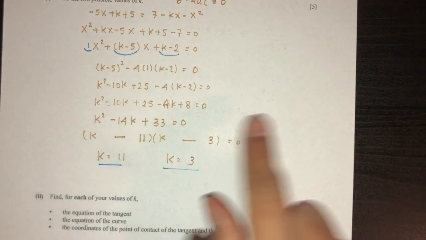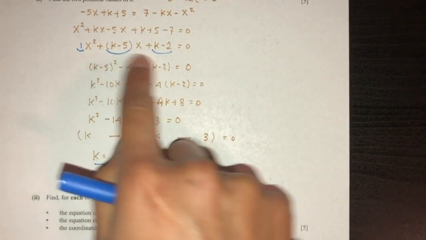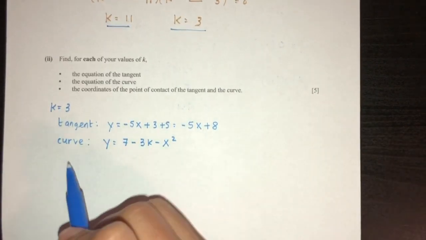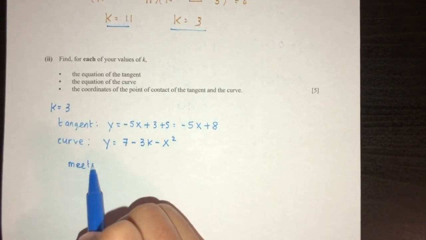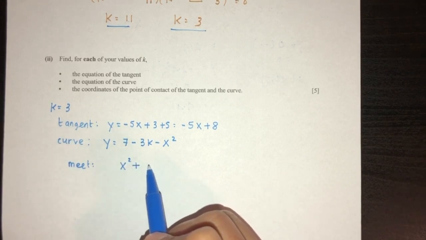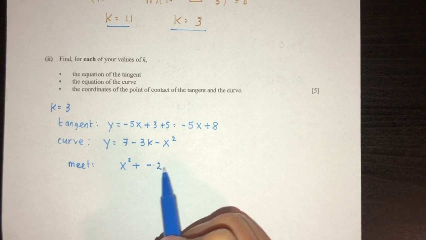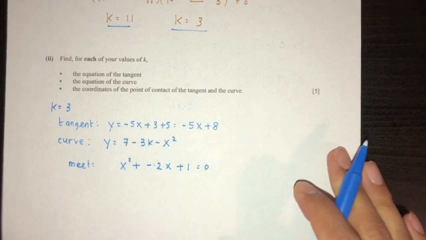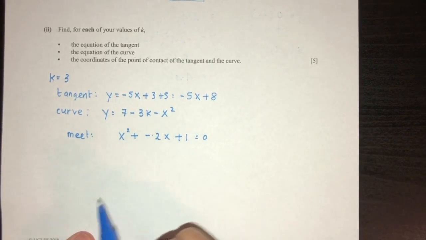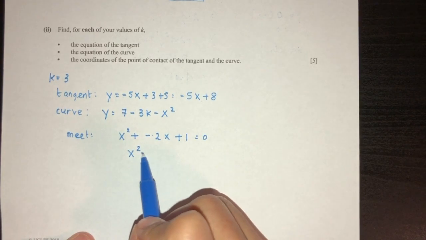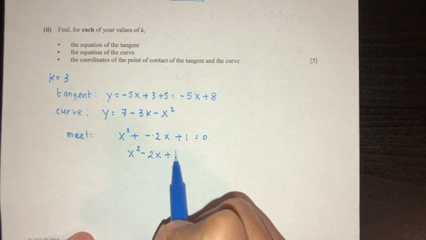So according to the equation we had until here, right? So that was, equation was x squared, so they meet at x squared plus k minus 5 is minus 2x, k minus 2 is plus 1 equal to 0. So let's see, what do we have here? So we have x squared minus 2x plus 1 is 0.